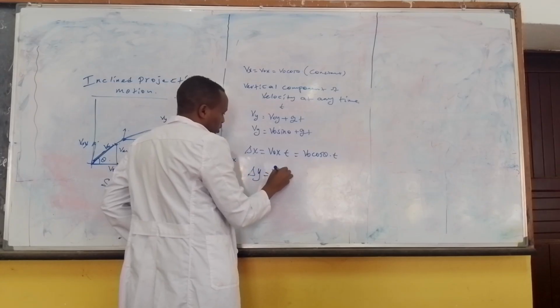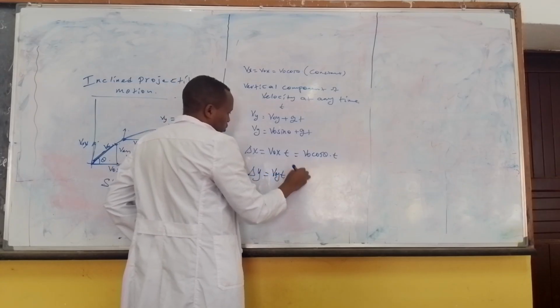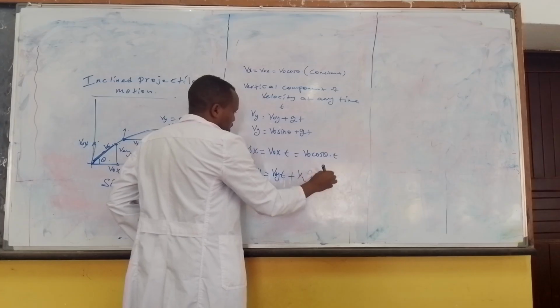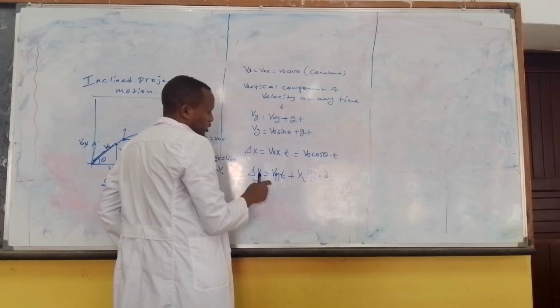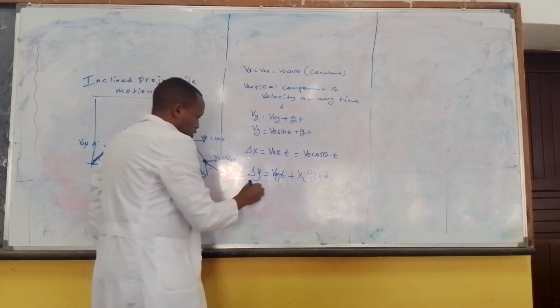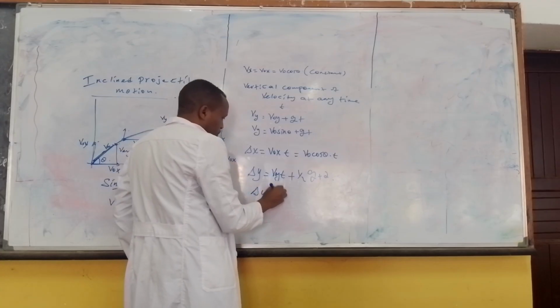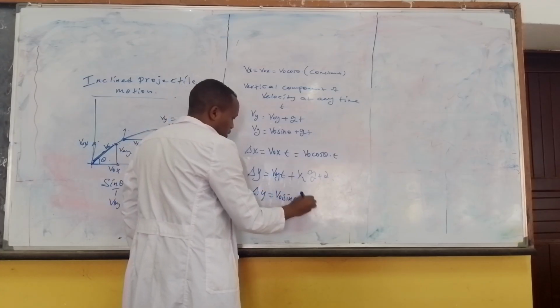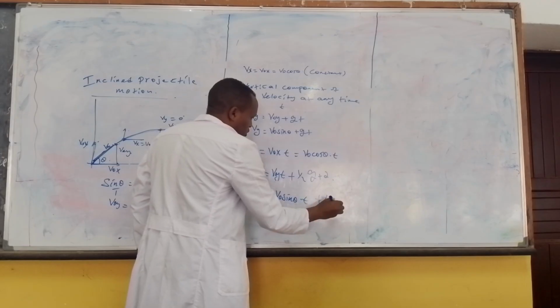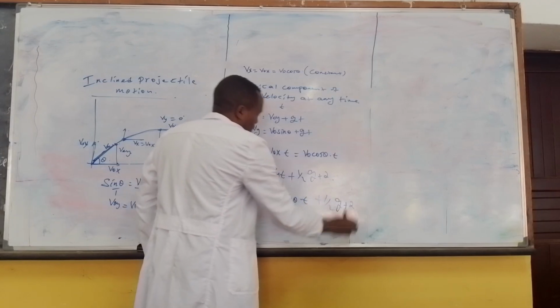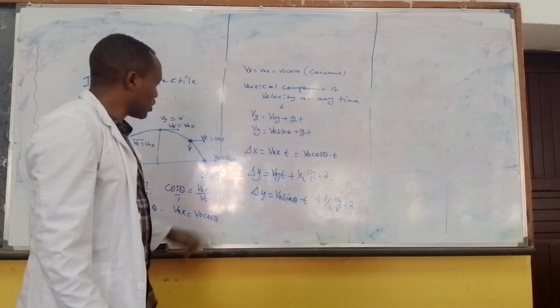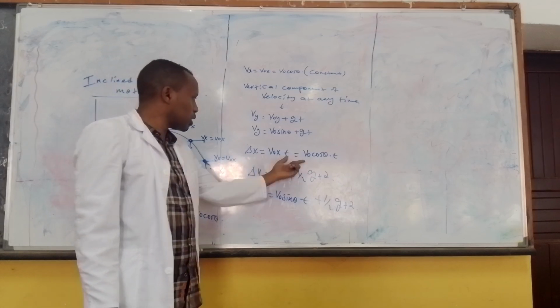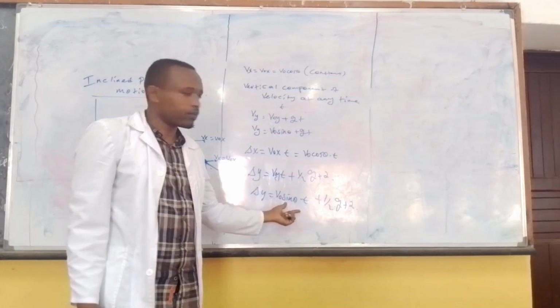The vertical displacement is calculated using this formula: change of y is equal to v0y times t plus one half gravity times t squared. Since v0y is v0 times sine of theta, change of y is equal to v0 times sine of theta times t plus one half gravity times t squared. This is how to calculate the horizontal and vertical displacement.